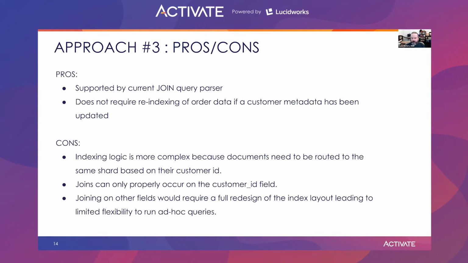Joining on other fields is prohibitive because potentially you need to completely redesign how you're routing your data in the index. You might have to re-index or build an entirely new index to support joining on a different field, which would be problematic. And this shows that this would limit the ability to do ad hoc queries between these collections.